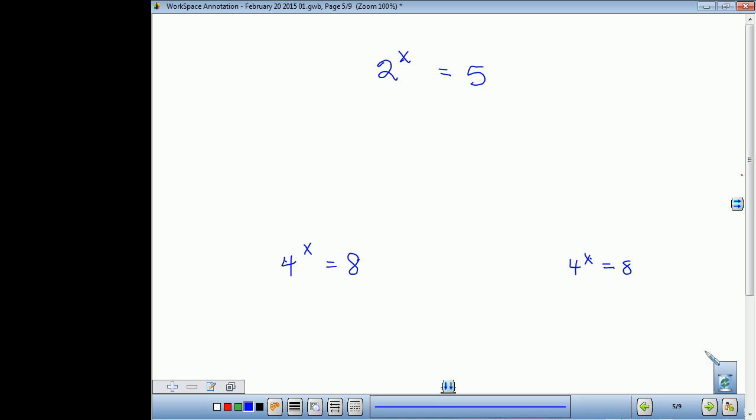Who knows what power I raised 2 to get 5? I don't know. Some decimal. 2.3. 5/4. I'm going to go with 2.4. Okay, we got two. It's 2 point lots of things. Well, you could put it to a similar base. 2.3. Oh, it's 2.5.